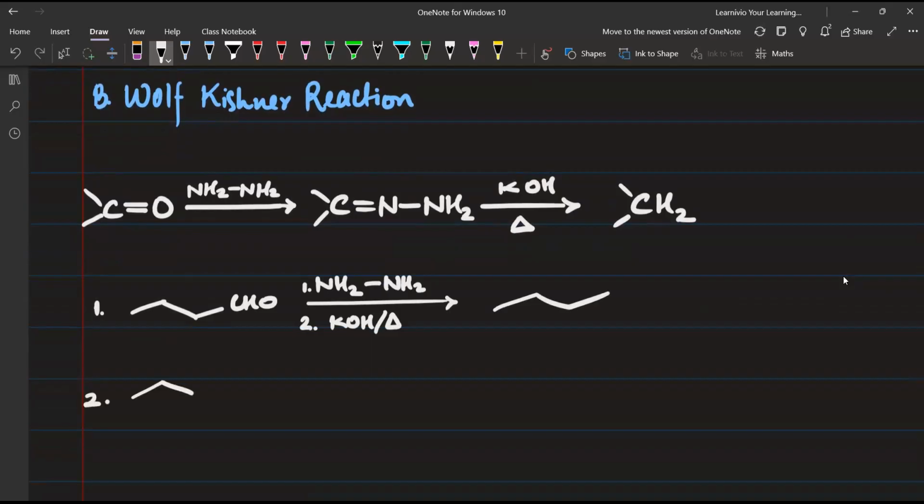For example, if I have something like this, a cyclic ketone and the same reagent, then just remove this double bond, make a cyclic ring of 5 carbon atoms, the ring will be as this. Does this make sense? Yes or no, please tell me. Yes, sir. Copy this down, raise your hand once you're done.